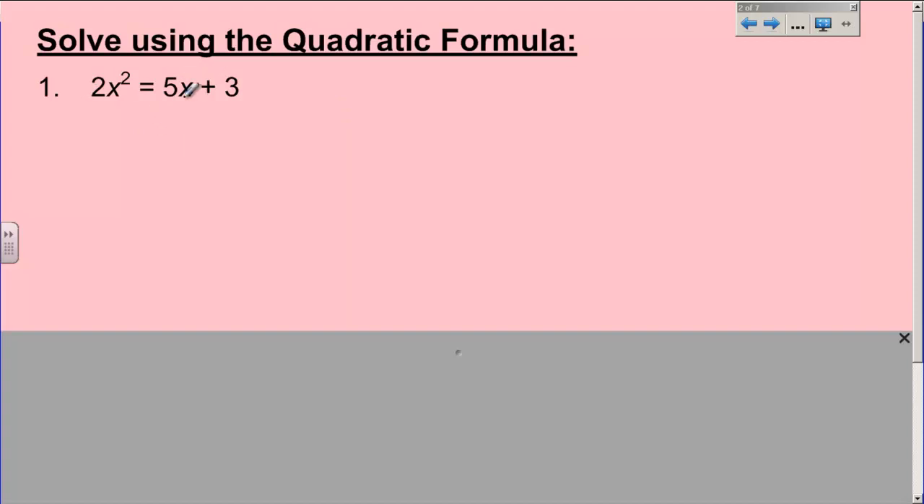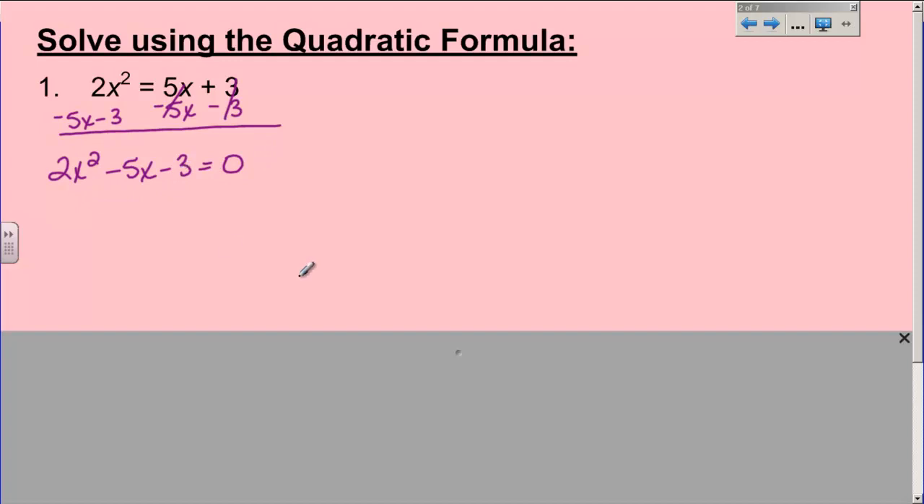I prefer my x squared to stay positive if at all possible. So I'm going to make this equal 0 by subtracting 5x and subtracting 3. And I have to do the same thing over here so that all of this cancels out. And then over here on this side, I still have 2x squared minus 5x minus 3, and that is equal to 0. So here is my quadratic equation.